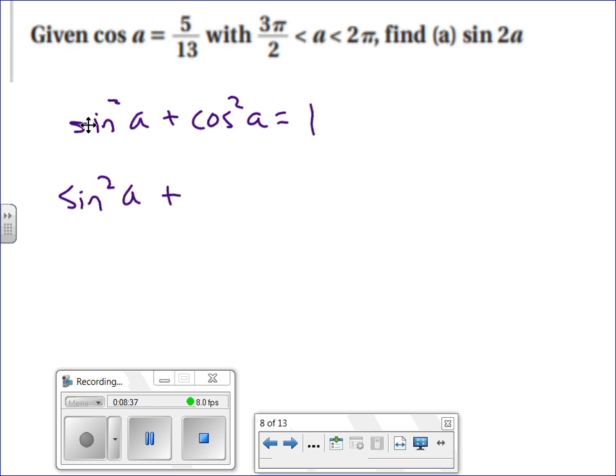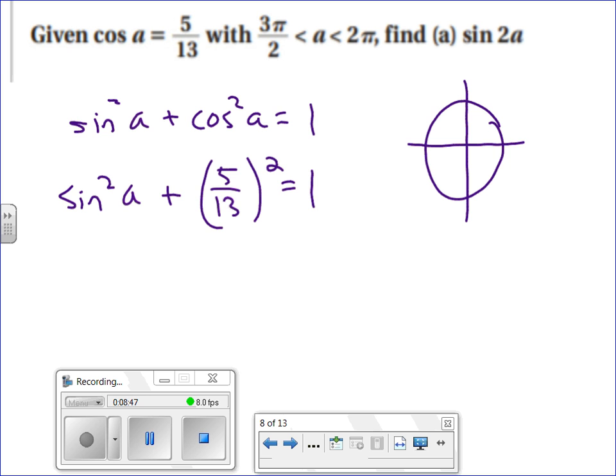Now, I didn't chat about quadrants yet. I do want to have a chat with you about quadrants. They tell us that angle A is between 3 pi over 2 and 2 pi. What quadrant would that be?